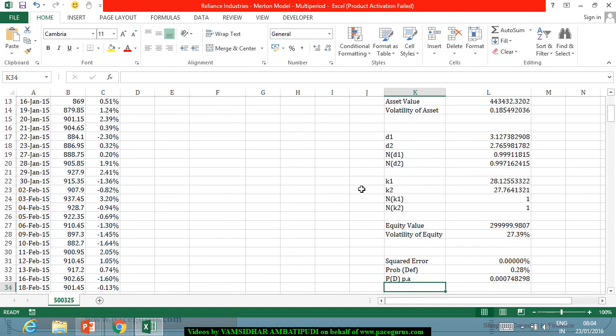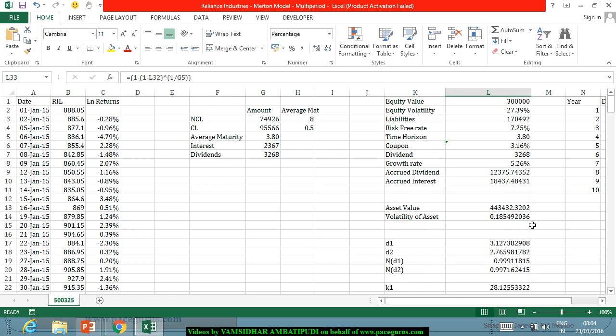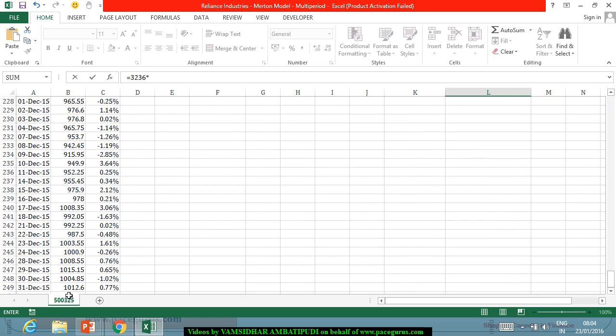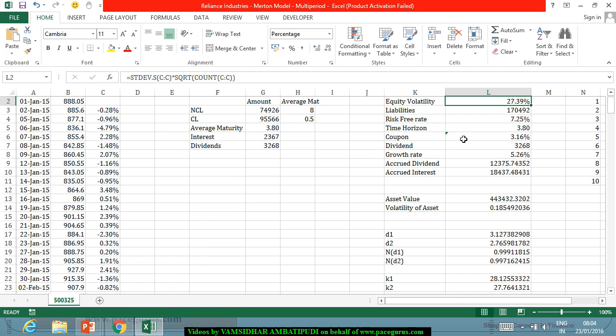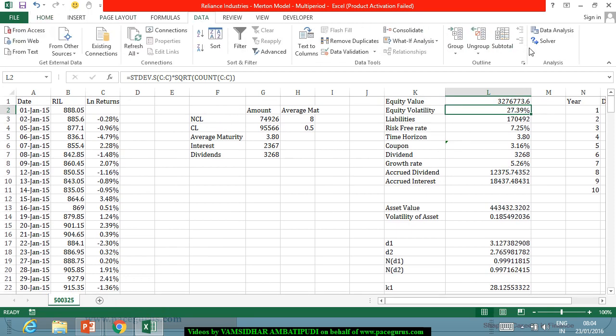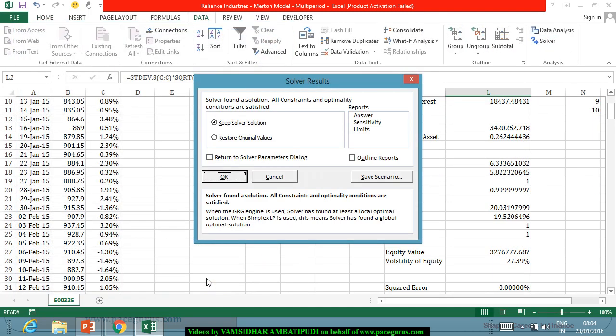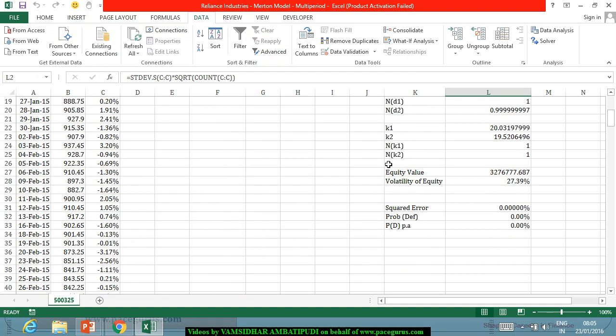Which works out to almost 0.07%. 0.07% is the annual probability of default going by this. But yes, this is the case when the equity value is only 300,000, but the current equity value of Reliance Industries is this much. So going with that and again re-executing our solver, it looks as if the chance is 0. So the probability of default is very close to 0 in this current scenario.